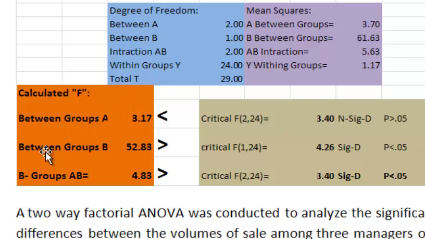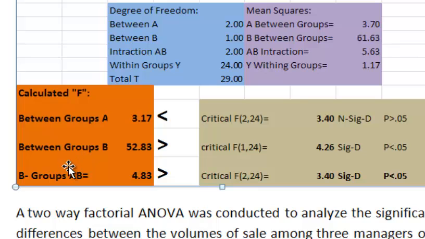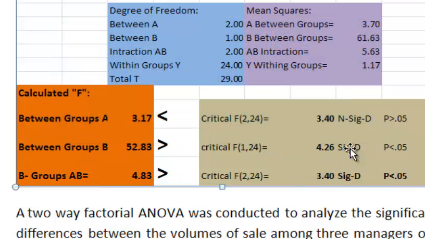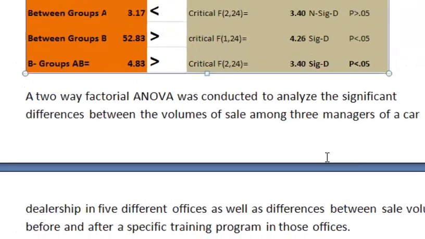So group B was the training, right? They either had training or not training. Got a huge F. So that means there is a serious significant difference between the number of auto sales between those people that had the training and not. So the training seems to be effective. And this one, normally when we write this, we just put A star B, that little asterisk that tells everybody that we're talking about interaction. But again, you said that there's a significant interaction. So those are all correct.